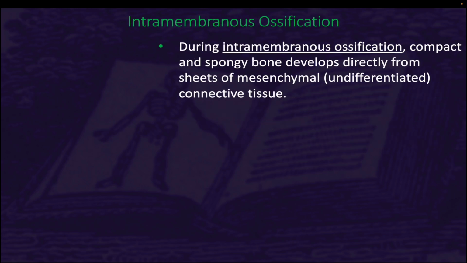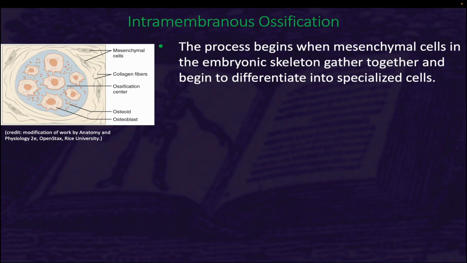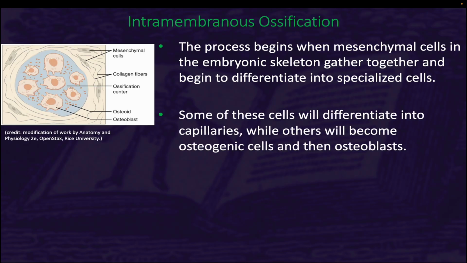During intramembranous ossification, compact and spongy bone develops directly from sheets of mesenchymal or undifferentiated connective tissue. The flat bones of the face, most of the cranial bones, and the clavicles are formed via intramembranous ossification. The process begins when mesenchymal cells in the embryonic skeleton gather together and begin to differentiate into specialized cells. Some of these cells will differentiate into capillaries, while others will become osteogenic cells and then osteoblasts.